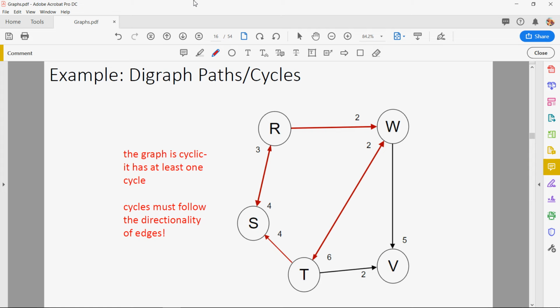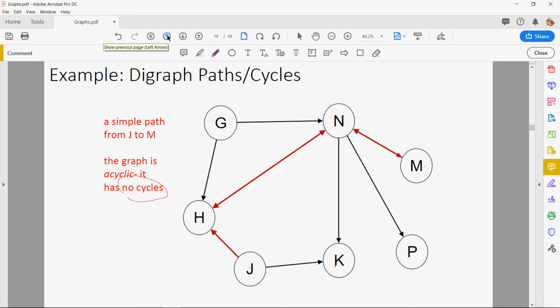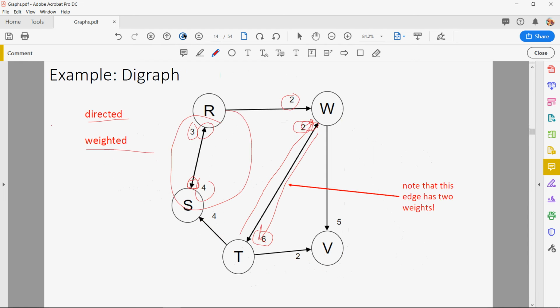This particular graph that we're looking at is cyclic. It has at least one cycle, and again, those cycles have to follow the directionality of the edges. So for this example that we looked at before, if we were ignoring the direction of the edges, then sure, we'd have a cycle. We could go N to H, and H to J, and J to K, and K back to N. There you go. That's a cycle. But that's not a real cycle because with this edge we tried to go in the wrong direction. So this graph is acyclic. It doesn't have any cycles.